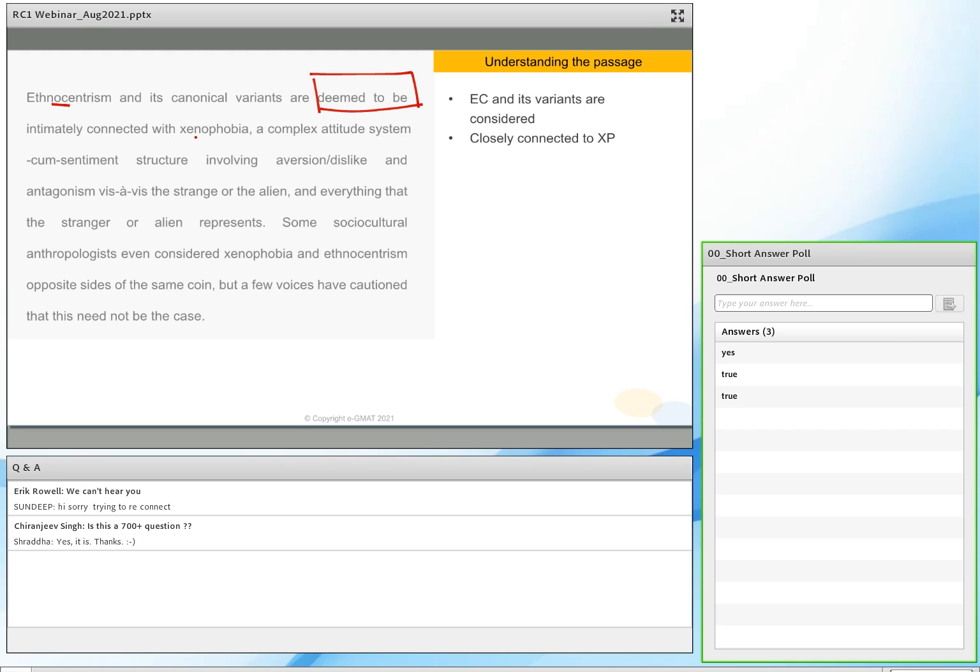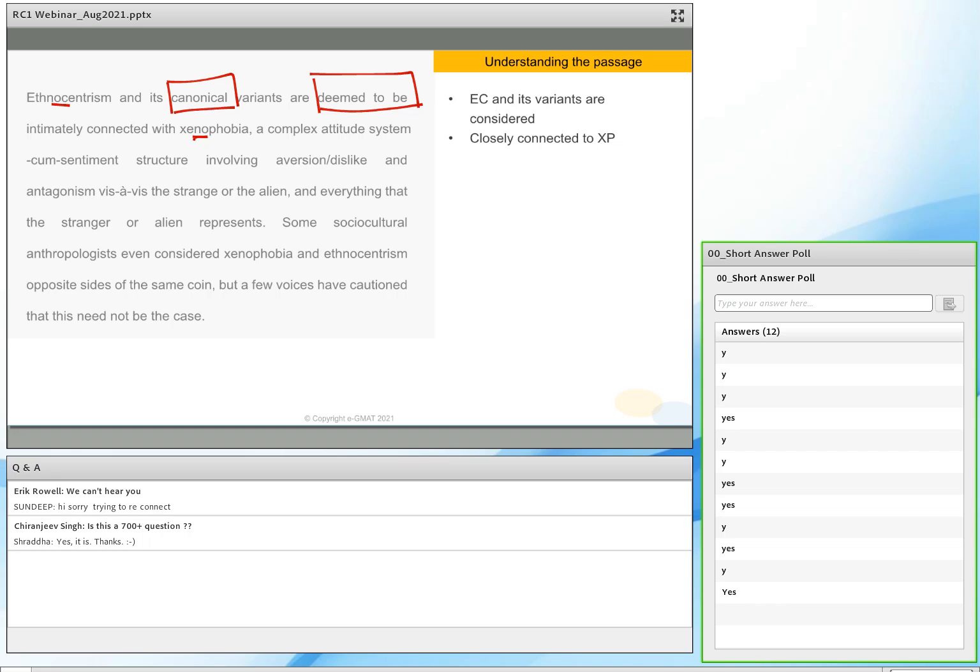So let's analyze this passage now, slowly, the same way as earlier. Ethnocentrism, let's call it EC, and its canonical variants. Now again, you have this sort of unfamiliar word. Not everybody may know what canonical means. It means identical, but forget it, even if you don't know. Ethnocentrism and its variants are deemed to be or considered to be intimately connected with something called xenophobia. Or in other words, there are some people at least who believe that EC and XP are intimately connected. That's the first piece. Everybody with me so far? Good to see that some of you have already figured out the correct answer now. E is the correct answer, by the way. So now let's go on.